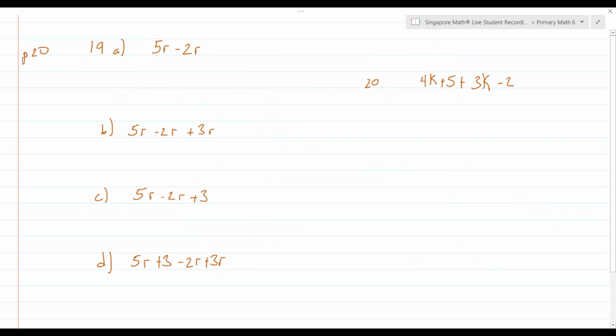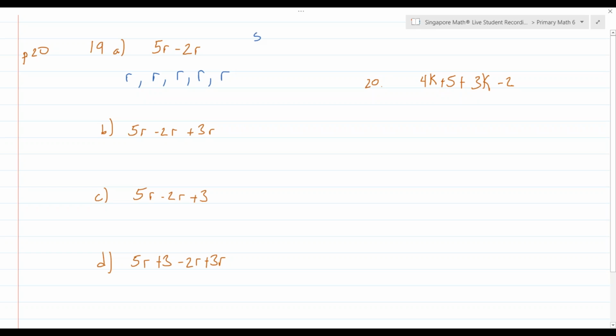All right, so number 19 wants us just to simplify. Now they drew pictures for you, and that's a great plan. If it helps you to have the pictures, draw them or look at the textbook, or in your workbook, draw your own pictures. You know what else you can do? 5R just means I have R and R and R and R and R. That is 5R.